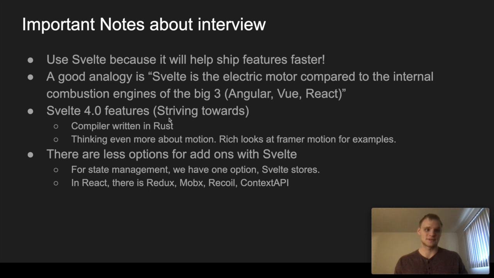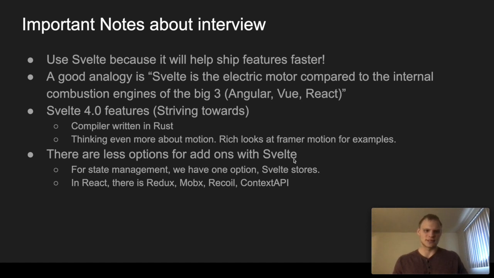And some Svelte 4.0 features. This is what they're striving towards. It's not actually finished yet. But he was talking about maybe a compiler written in Rust. That would probably make the compiling speeds a lot faster. And then thinking even more about motion. There's already a bunch of motion features included in Svelte, but he wants to include more. He looks at Framer Motion for examples.